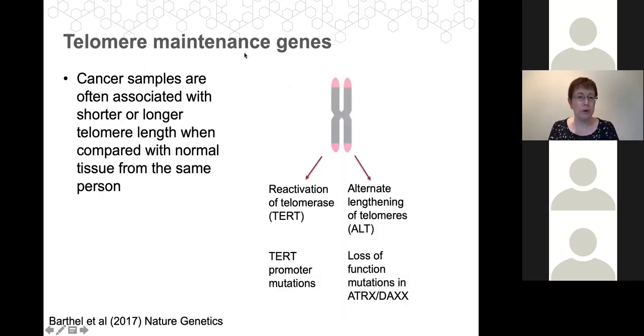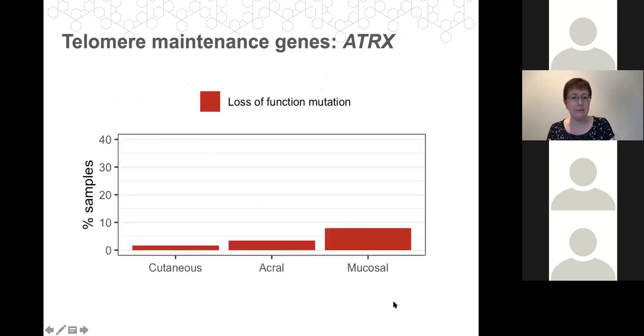Another pathway that is important in many cancer types is telomere maintenance. Cancer samples are often associated with longer or shorter telomeres when compared with normal tissue from the same person. An important stage in maintaining cancer immortality is maintaining telomeres, and there's a number of ways to do this. The most common is the reactivation of telomerase pathway, and you often see this in the form of TERT promoter mutations. There's also an alternate lengthening of telomeres pathway, and it seems to be connected to loss of function mutations in the genes ATRX and DAXX.